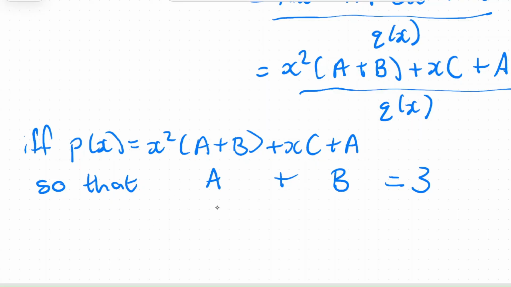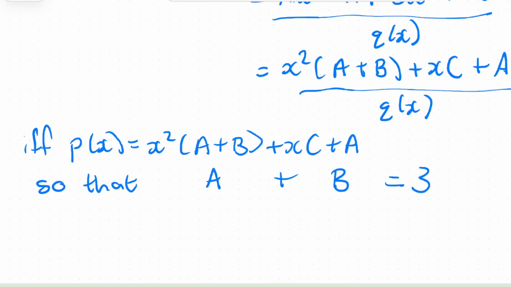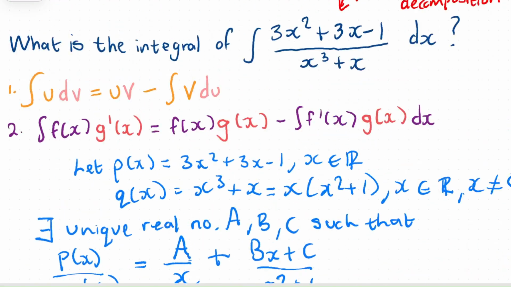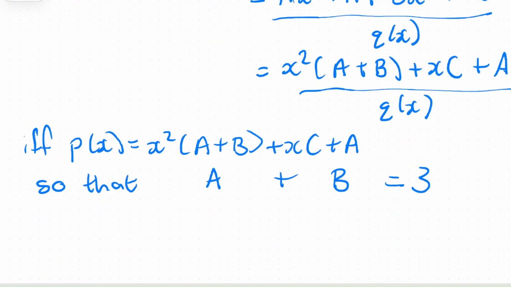So since we know that a plus b has to equal 3, then we can go back and look at the term x and c. We see x and 3. That means that c has to equal 3, because if c of x is equal to 3 of x, then what does that mean? 3 is equal to c. So let's write that down.